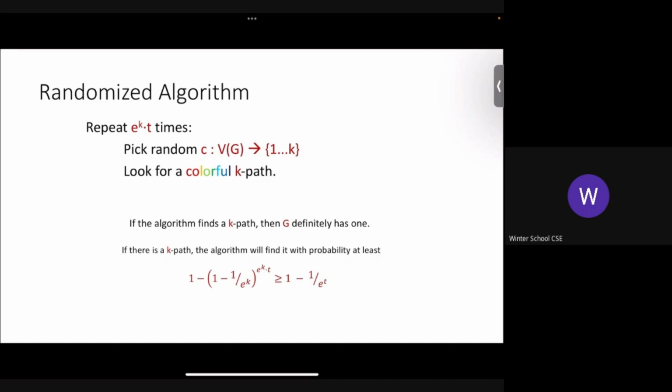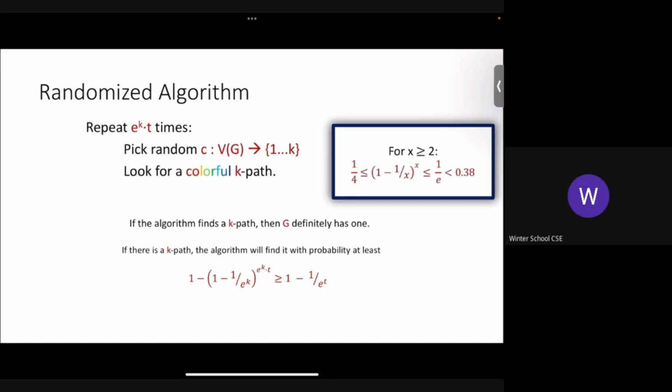And here I'm using a very useful inequality: for every x at least 2, (1 minus 1 over x) to the power x is always between these two constants. This means that the probability that I will fail is (1 minus 1 over e to the k) to the power e to the k times t, which is at most 1 over e to the t. Because this is exponential, the success probability is really very close to 1. So I almost guarantee you that you will succeed in finding it. Yes, so this is the algorithm.